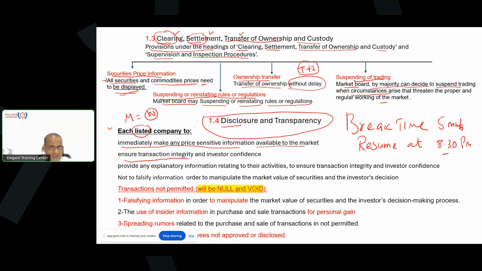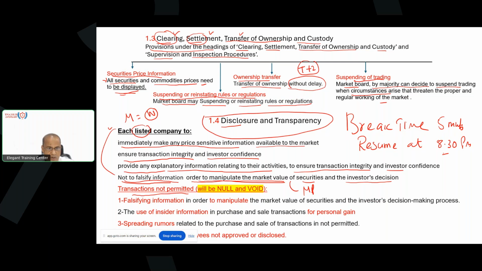Ensure transaction integrity and investor confidence, right? Providing explanatory information relating to activities to ensure transaction integrity and confidence, not to falsify information in order to manipulate market value of the securities and investors' decisions. So the listed company should not falsify information to manipulate the market price.